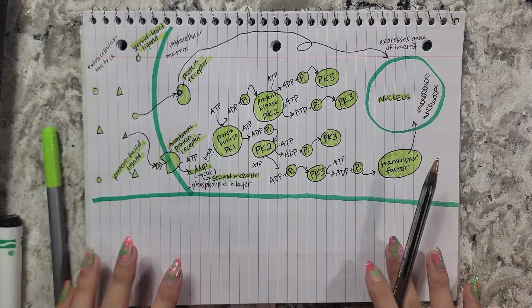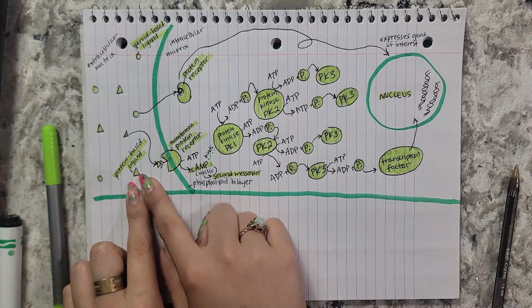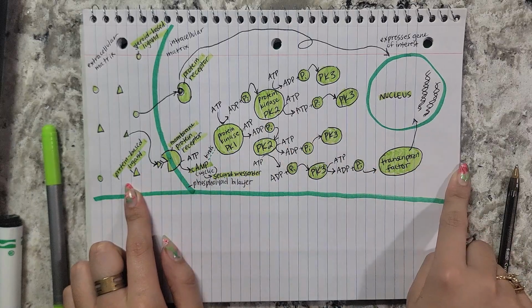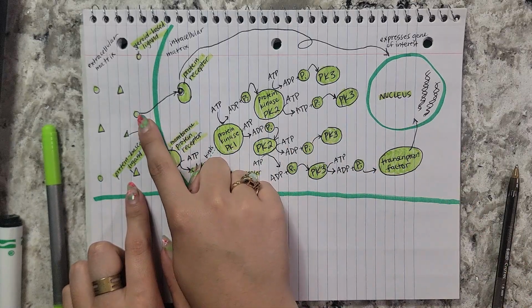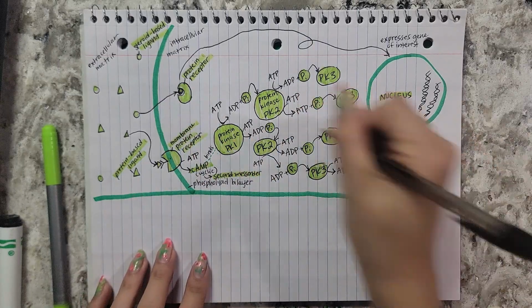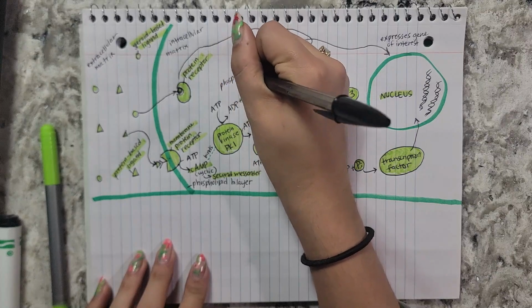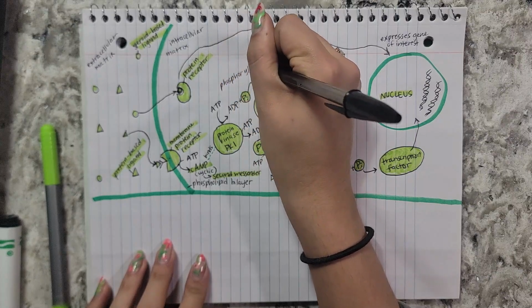a certain gene. What we're going to do now is talk about why you would use a protein-based ligand that has this whole phosphorylation cascade versus a steroid-based ligand that just goes straight to the nucleus. If you want to say this is the phosphorylation cascade, you can.